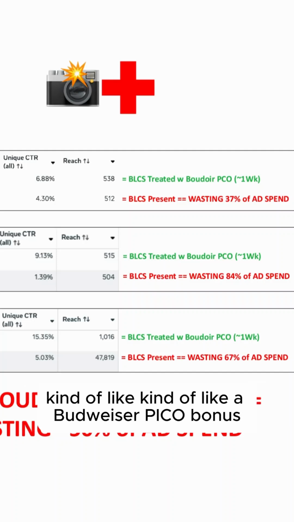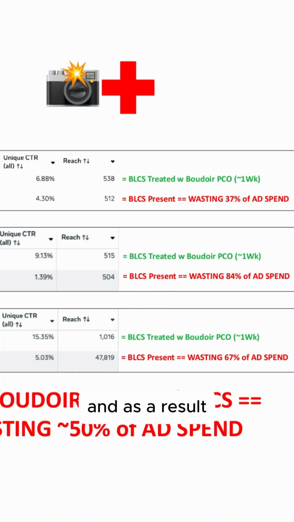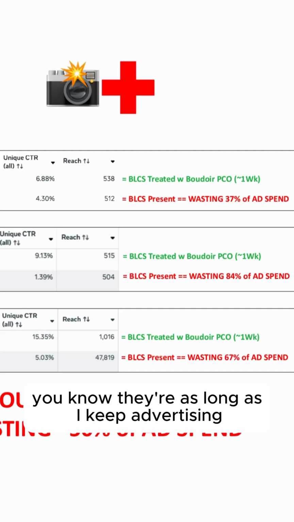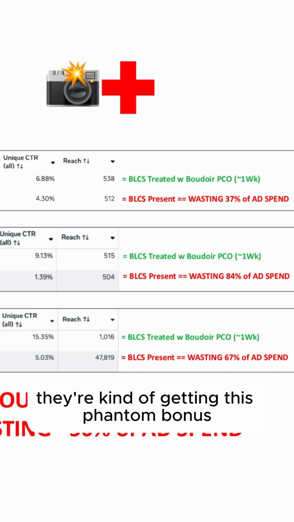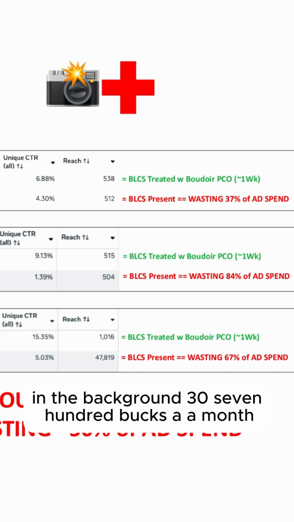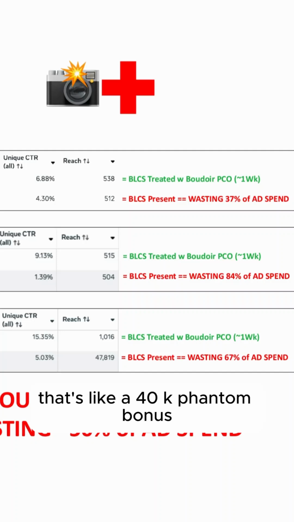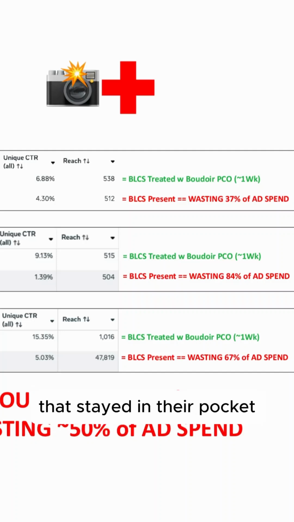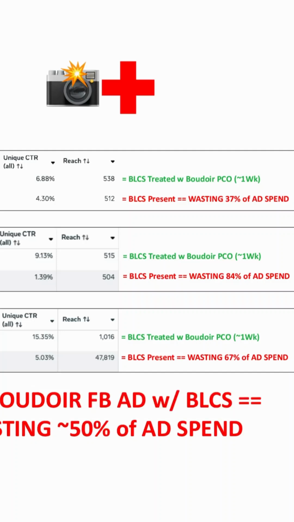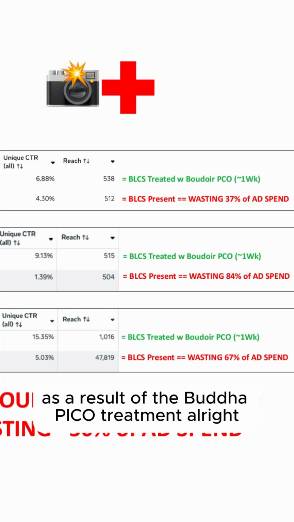A Boudoir Pico bonus. And as a result, as long as they keep advertising, they're getting this phantom bonus in the background, $3,700 every single month. And at the end of the year, that's like a 40K phantom bonus that stayed in their pocket that they didn't have to spend as a result of the Boudoir Pico treatment.